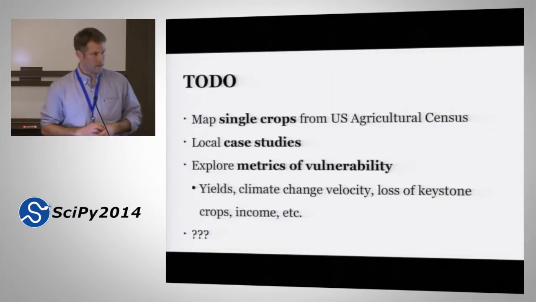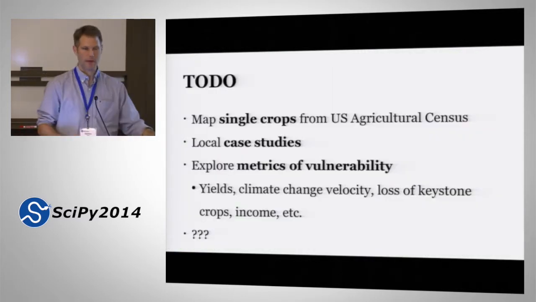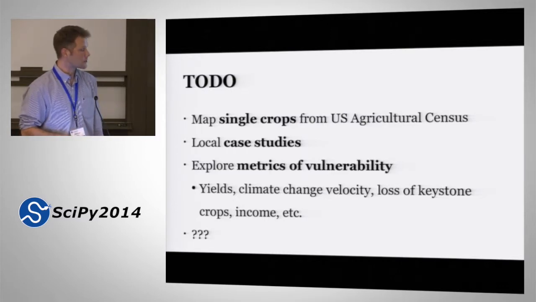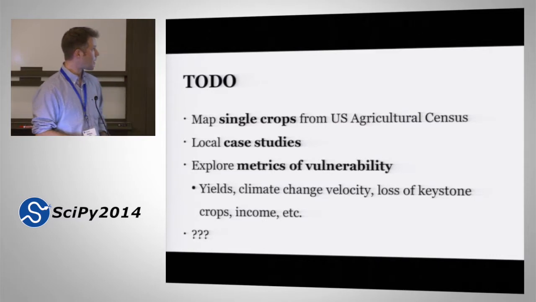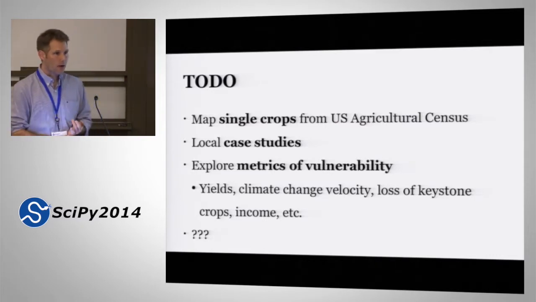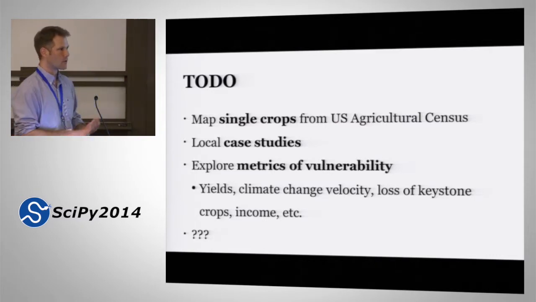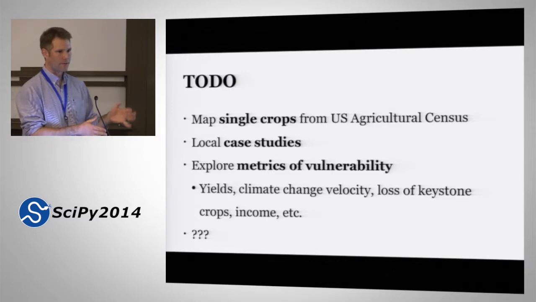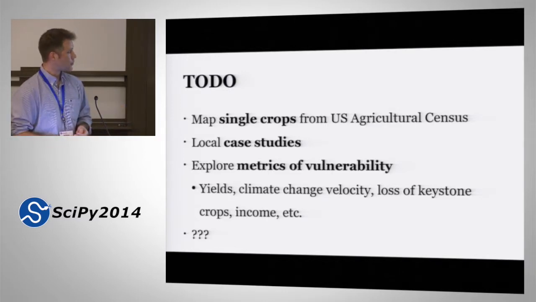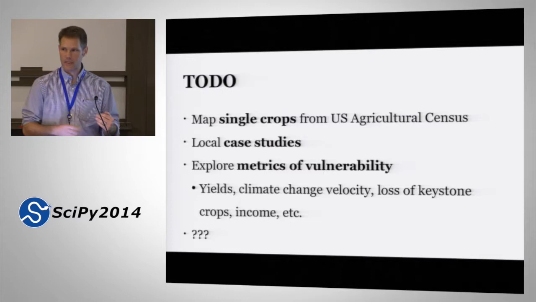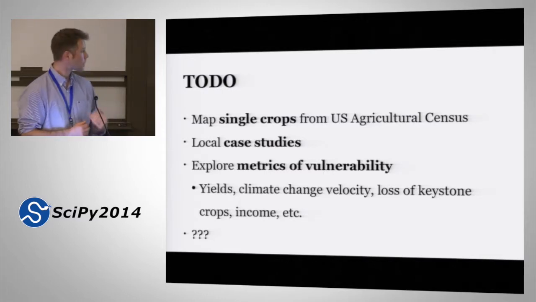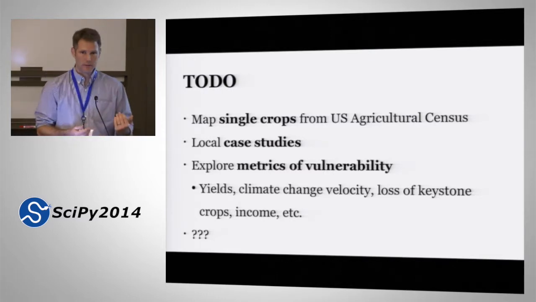This is just the first step, where we have 2 more years of funding to continue this research. And these are the directions we're thinking about going. One is mapping single crops, looking at maybe even genetic variations of single crops, doing local case studies, bringing this information down to a local planning scale. And then exploring metrics of vulnerability.